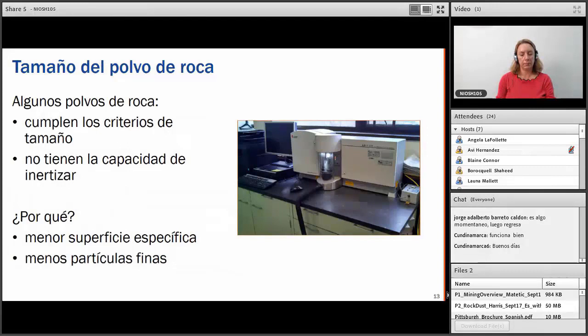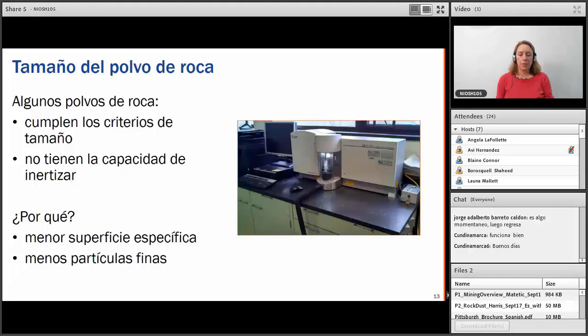We have examined the rock dust size and how it affects inerting. For instance, some of our rock dust meets the size criteria but does not inert.